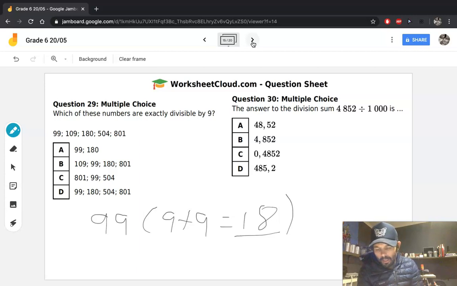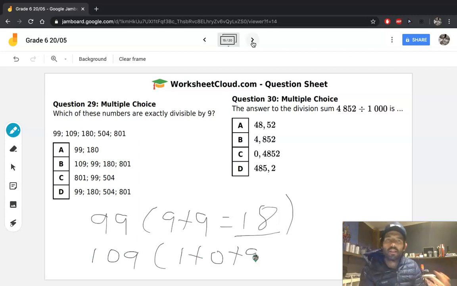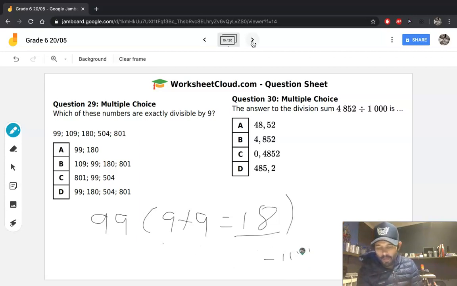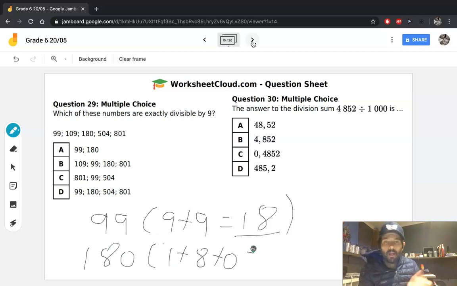Okay, 109, if I take the numbers from 109 and I go 1 plus 0 plus 9, that gives me 10. 10 cannot be divided by 9, so therefore 109 is not divisible by 9, so we can take that one out. Let's look at 180. If I add up 1, 8, and 0, I get 9. 9 can be divided by 9 once, so we know that 180 is an option.